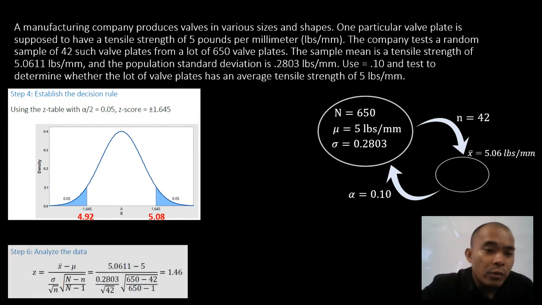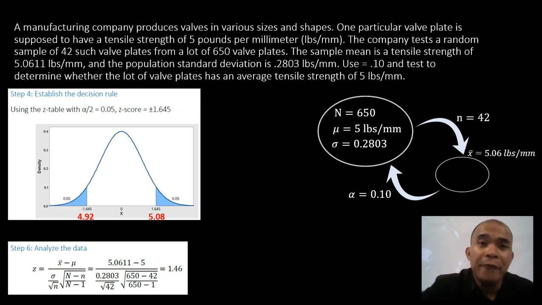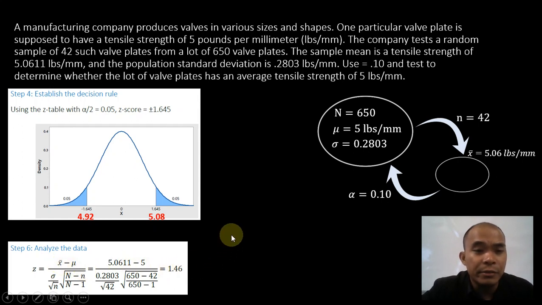Next step, we have to analyze the data. Now we have to solve for the z-score, not the critical, but the z-score from our data. This is the formula here. We have to simply plug in the values here. So our sample mean is 5.06, and then 5, and so on and so forth. And then our z-score is 1.46. We have to plot the 1.46 in our distribution plot. So the 1.46 is around here.